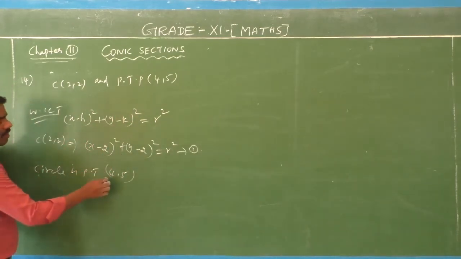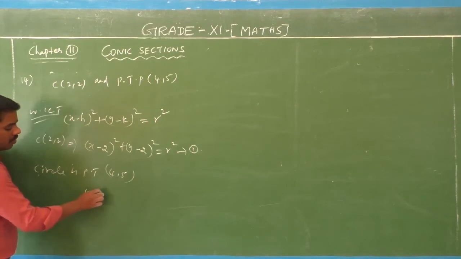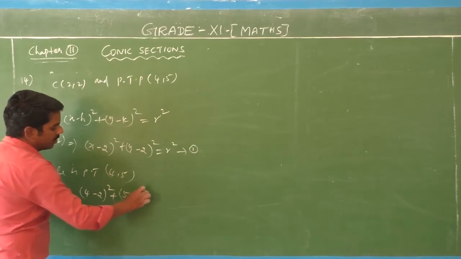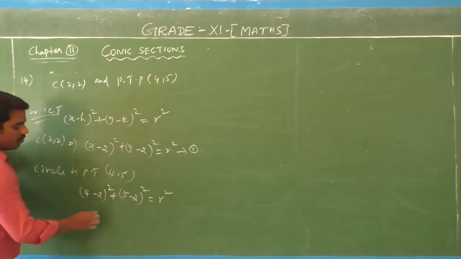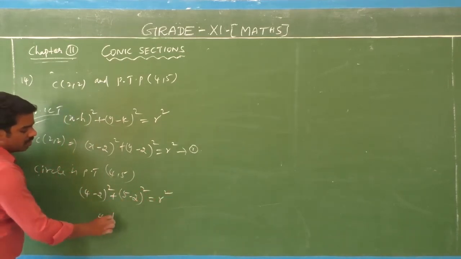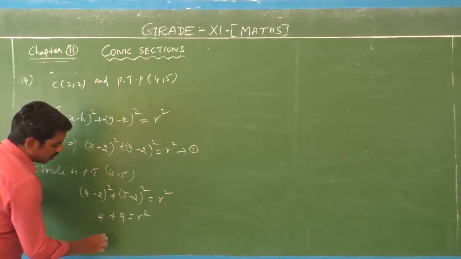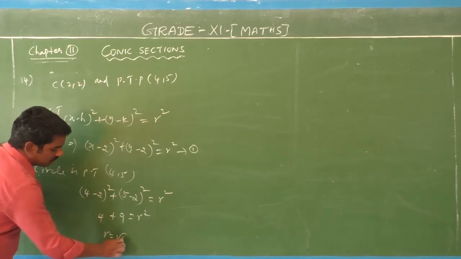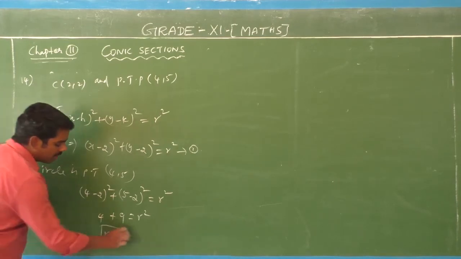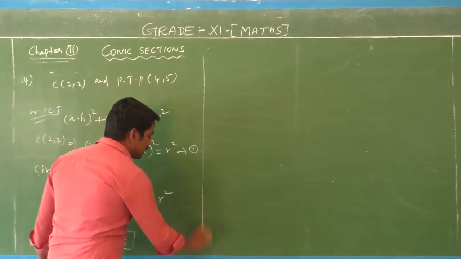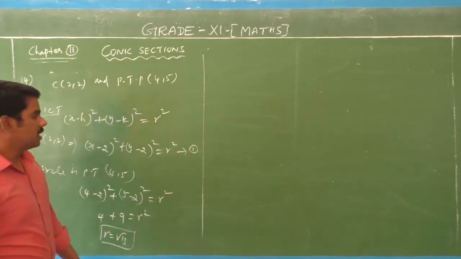So this point (4, 5) is lying on the given circle. The x value gives (4 minus 2) whole square plus (5 minus 2) whole square equal to r square. So 4 minus 2 is 2, square is 4; 5 minus 2 is 3, square is 9, equal to r square. R square is 13 and r equals root 13. So the radius of the given circle is square root of 13.